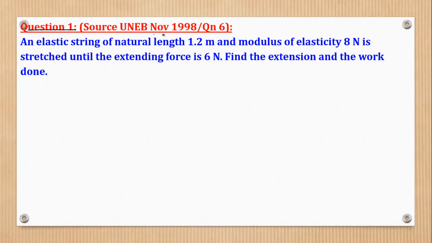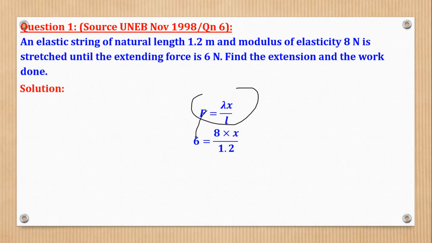Question 1 came from UNEB of November 1998, part 2, question 6, and says, an elastic string of natural length 1.2 meters and modulus of elasticity 8 newtons is stretched until the extending force is 6 newtons. Find the extension and the work done. So I think you still remember this formula. We substitute and get the value of x, which will be the extension.